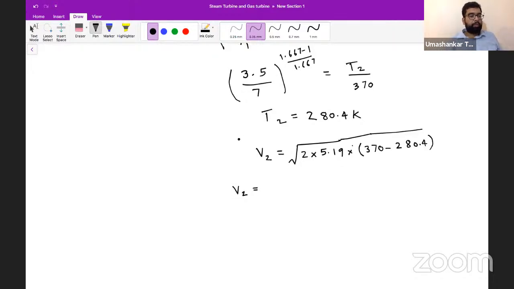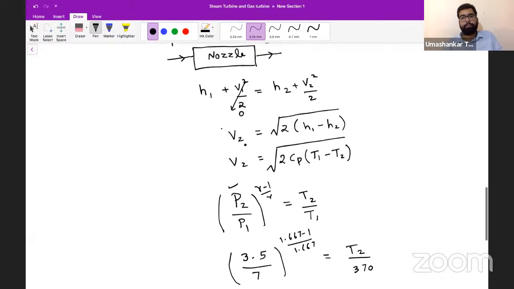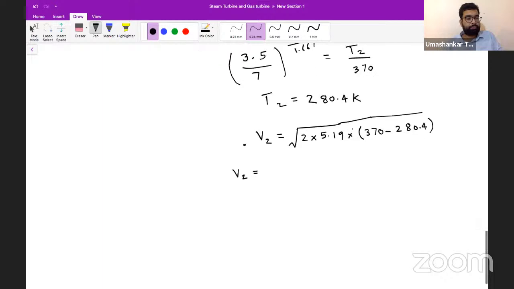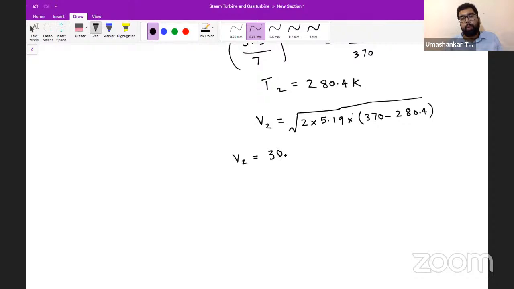So what is the exit velocity? As you are saying, it is coming out to be somewhat about 35.5 meter per second. Is it or isn't it? Tell me.